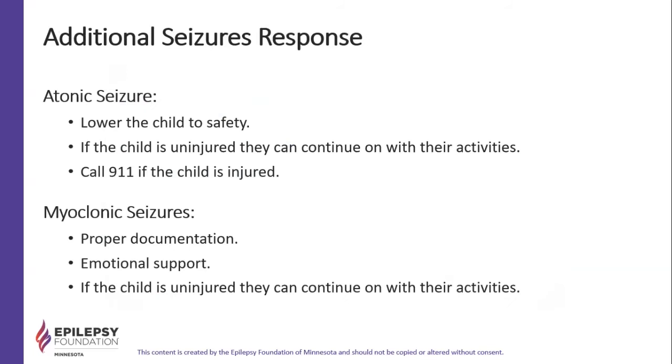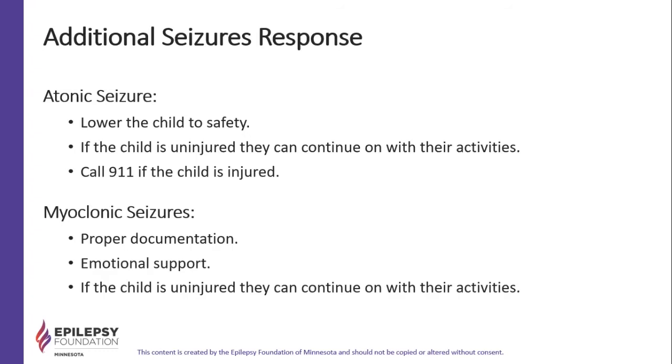So how do you respond to these two types? For an atonic seizure, it's really about lowering that child to safety. If they are continually doing that drop attack, if they have not fallen completely over, get them to the lowest safe space, and stay with them until they get through the seizures. And again, if they're not injured, they most often can go back to whatever they were doing. However, if they do get injured or there's a suspected injury, calling 911 should occur.